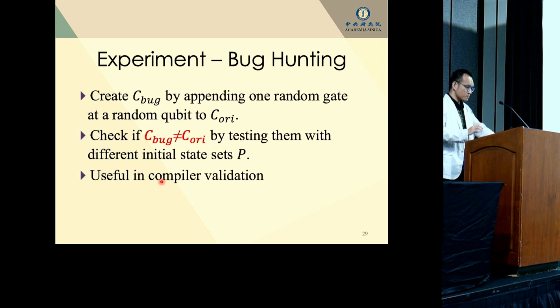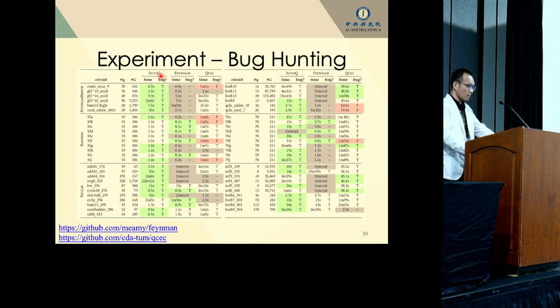But this approach can only be used to detect non-equivalence. It's not for equivalence checking. So we compare these with two state-of-the-art quantum equivalence checkers, and they are based on different technology. Like Primary is based on path-sum, and QCEC is based on decision diagrams and the so-called ZX calculus. It turns out that although our tool is not specialized for this kind of test, it's actually quite efficient.